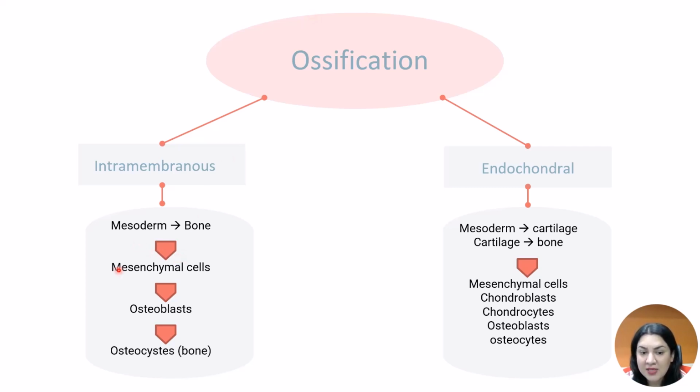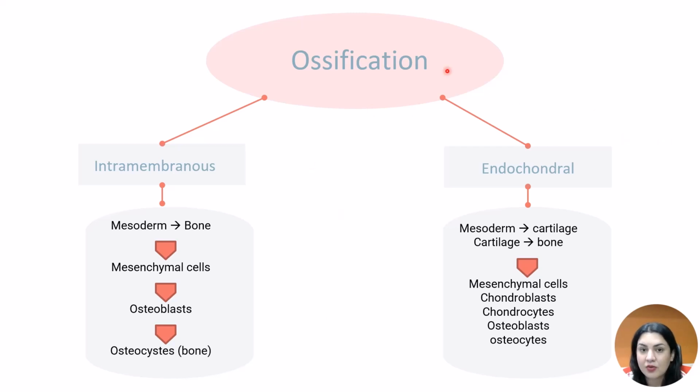So they go from mesenchymal cells to osteoblasts to osteocytes. That's it. That's intramembranous ossification. But if we talk about endochondral ossification, here the mesoderm first has to develop into cartilage, and then that cartilage will eventually disintegrate. In disintegrating, it leaves an empty space, and into that empty space will come those bone-forming cells to fill the area in and to replace what used to be cartilage with bone.